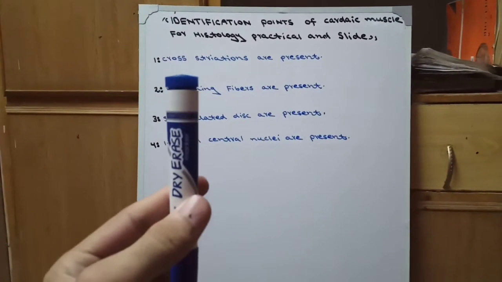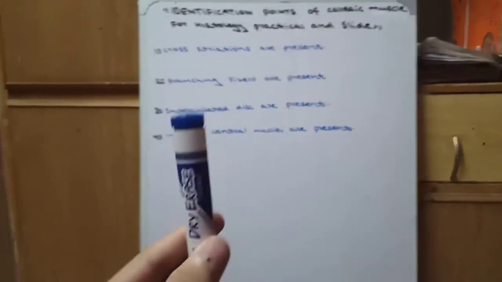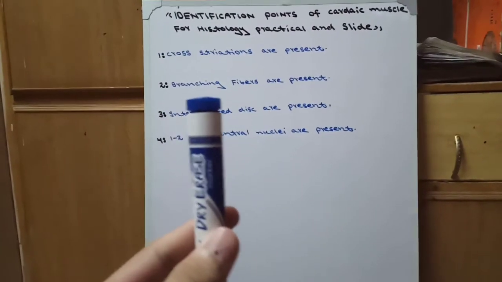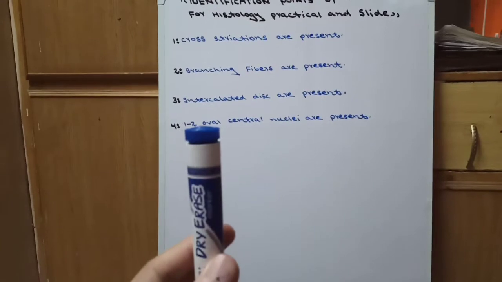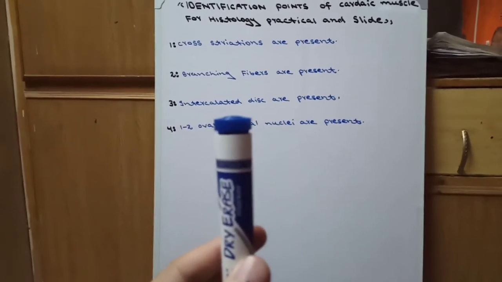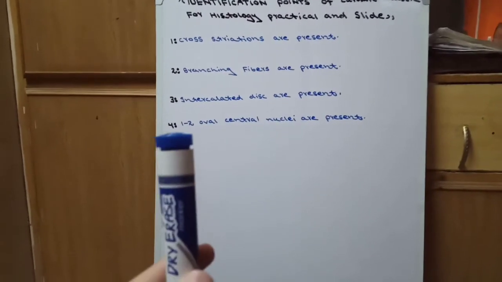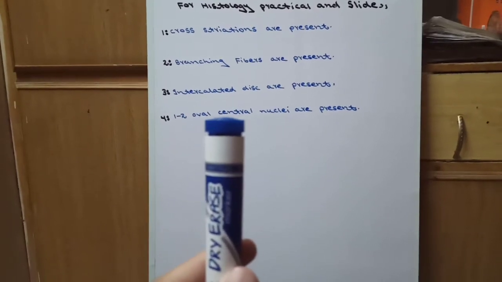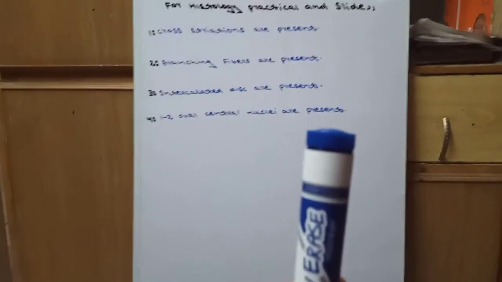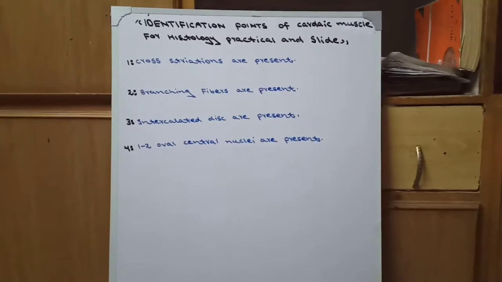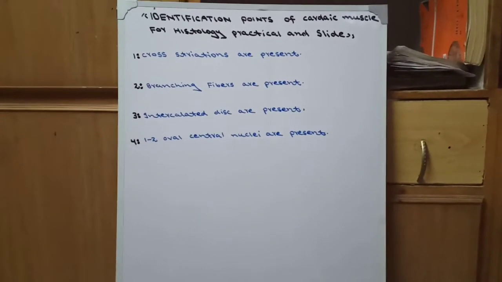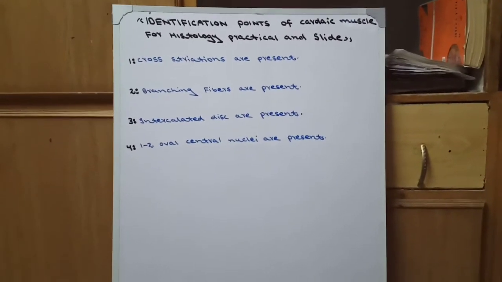Number one, cross striations are present. Number two, branching fibers are present. Number three, intercalated discs are present. Number four, 1 to 2 oval central nuclei are present. These four are the identification points of cardiac muscle for histology, practical and slide.